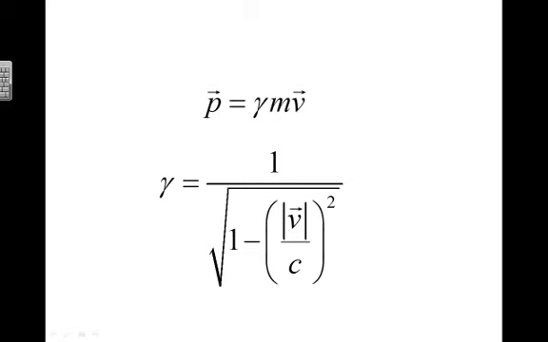Gamma is the relativistic correction factor, and it's a little hard to see in this script, but gamma is usually drawn something like that. So right here we have the definition of gamma, and it's 1 over the square root of 1 minus the quantity v over c squared. So notice this is a magnitude, this is speed. We're taking the magnitude of the velocity vector. c then is the speed of light, which is about 3 times 10 to the 8 meters per second.